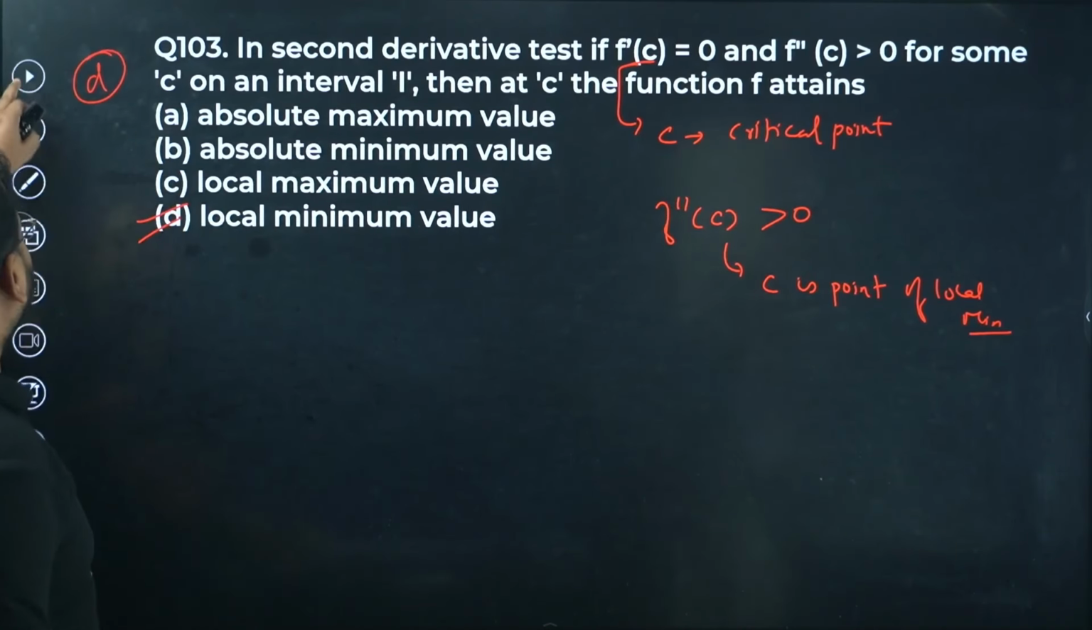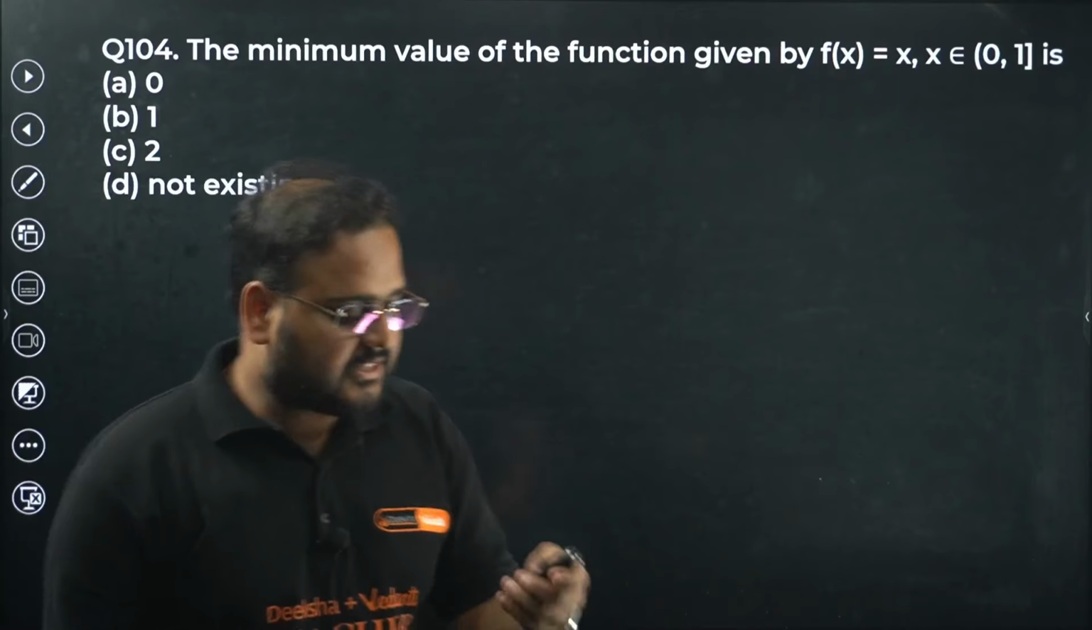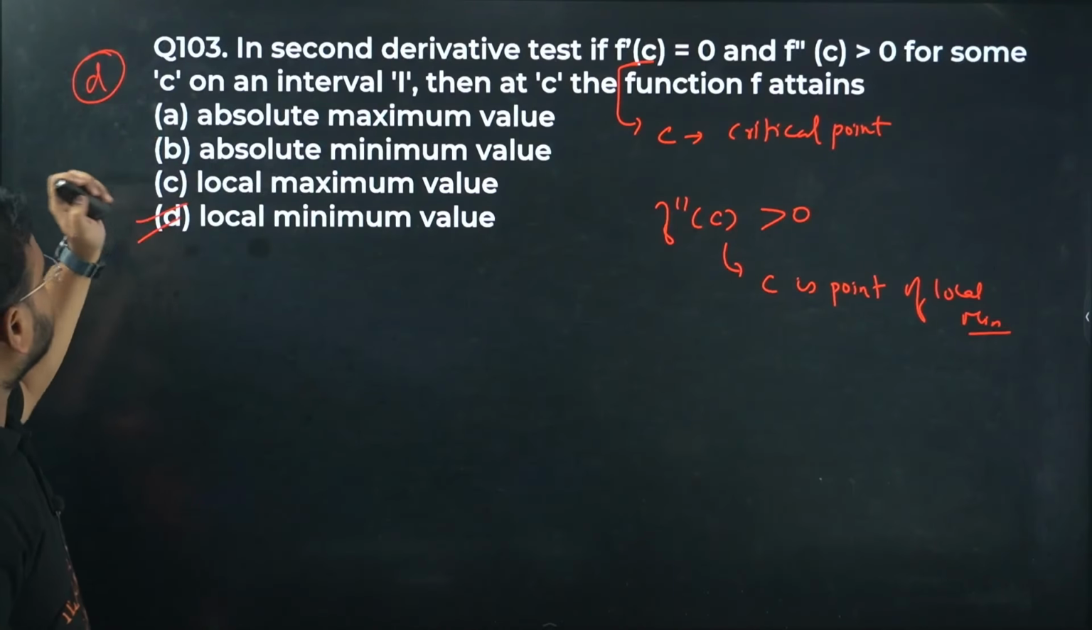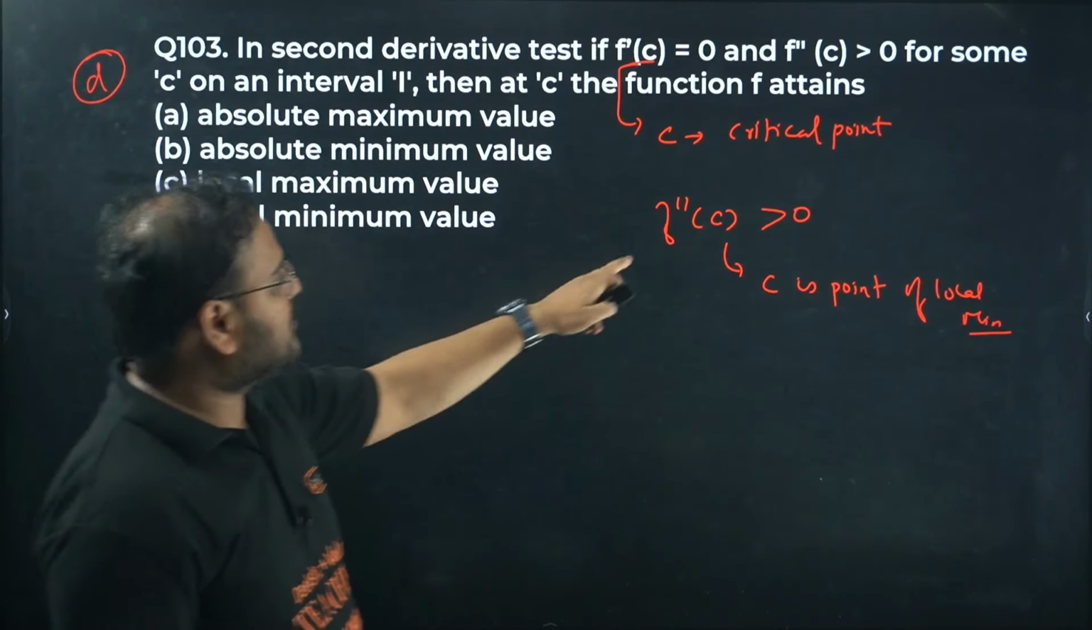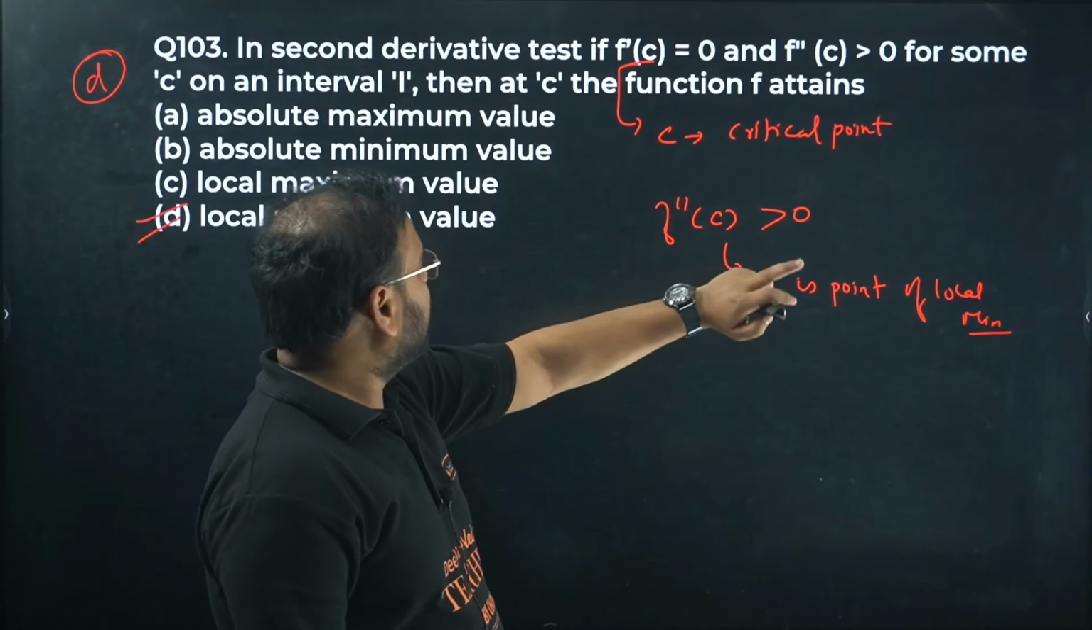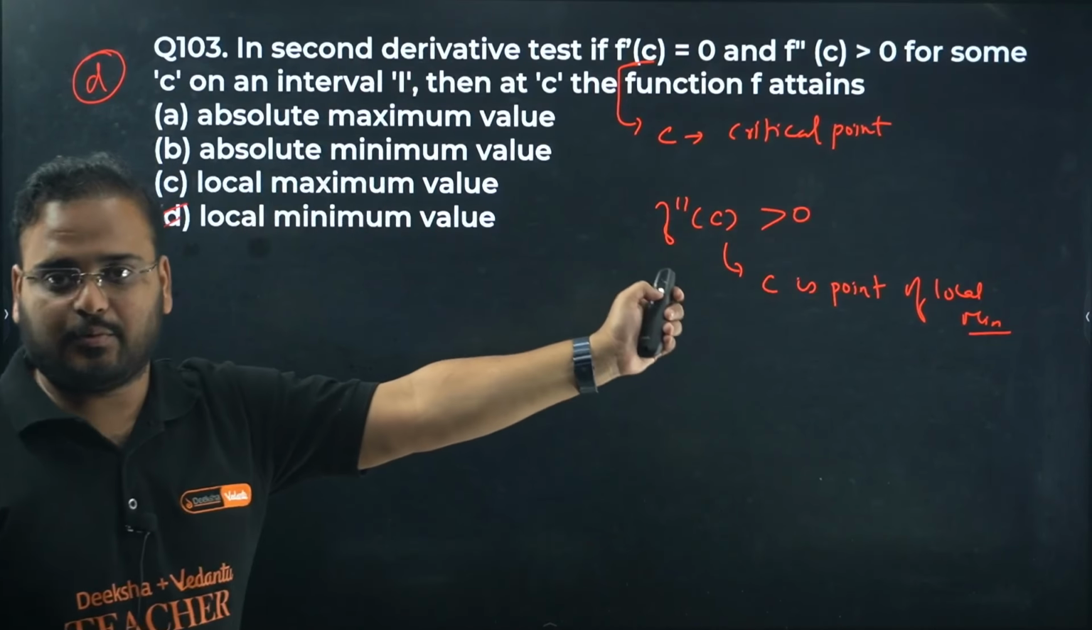Yes. Let's move on. 104. I think this is clear, right? 103 was clear. The answer is option D, local minima. If it was less than 0, it would become local maxima. That much we know.